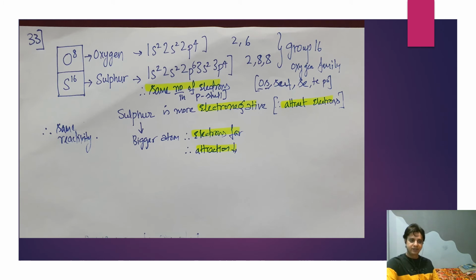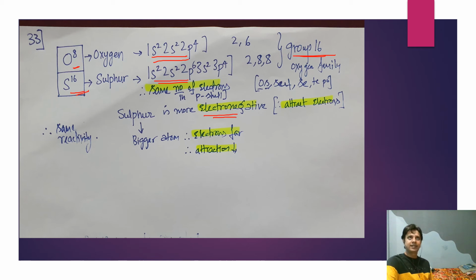Next question, they have given oxygen and sulfur. They've given the atomic numbers as 8 and 16, and they've asked why they can be placed in the same group, which is more electronegative, and also the electronic configuration of the elements. So we know oxygen would be 2,6 and sulfur is 2,8,6, and they belong to the oxygen family, which is group 16. And also about electronegativity.